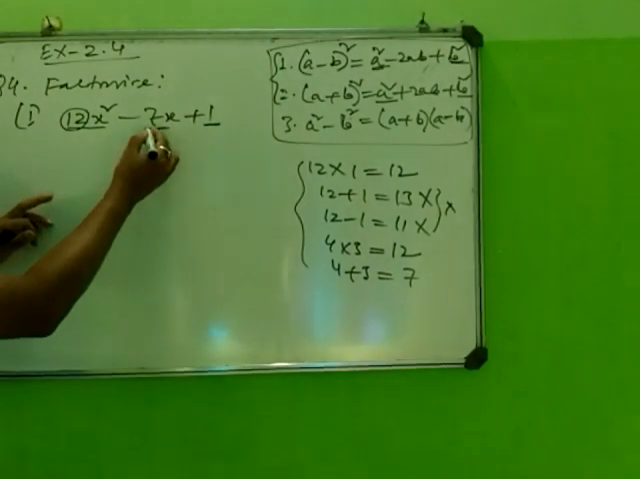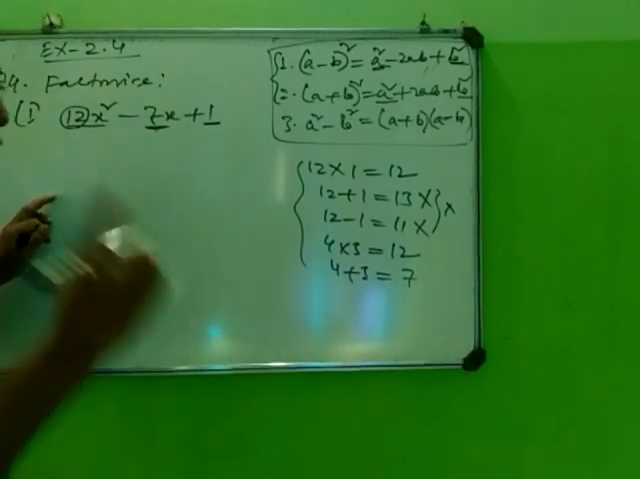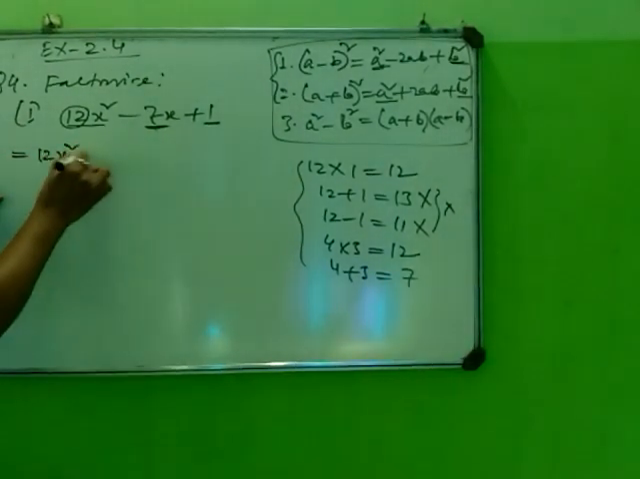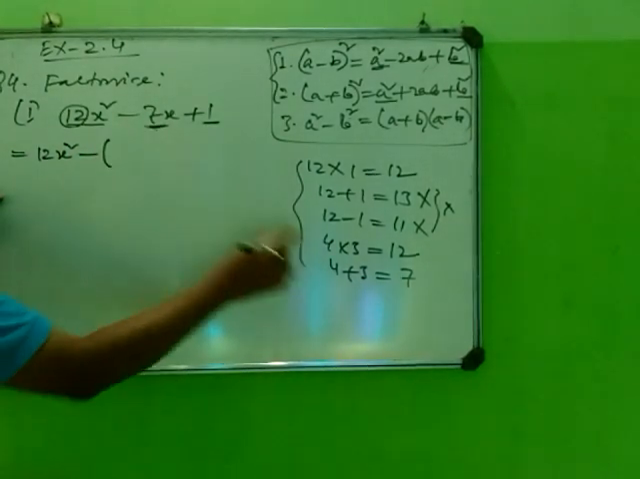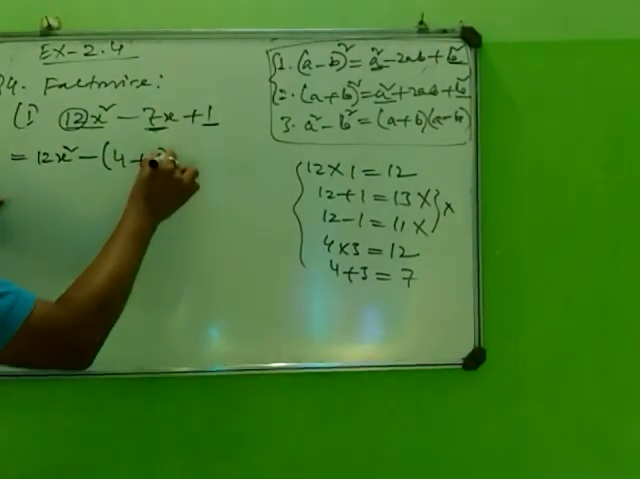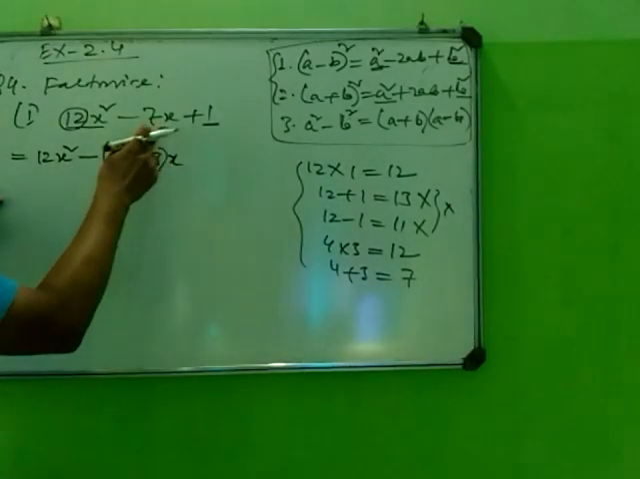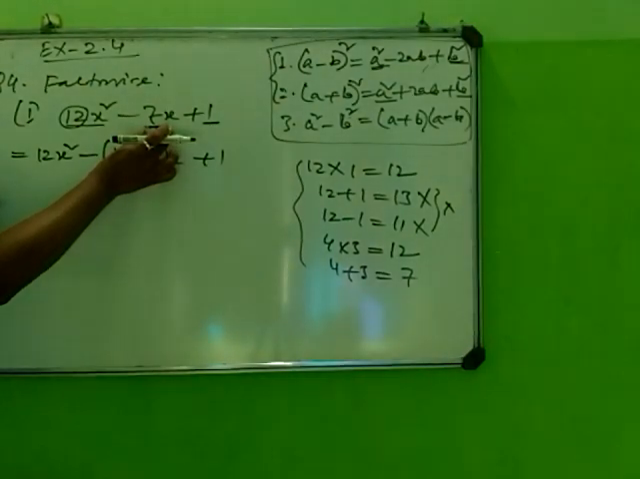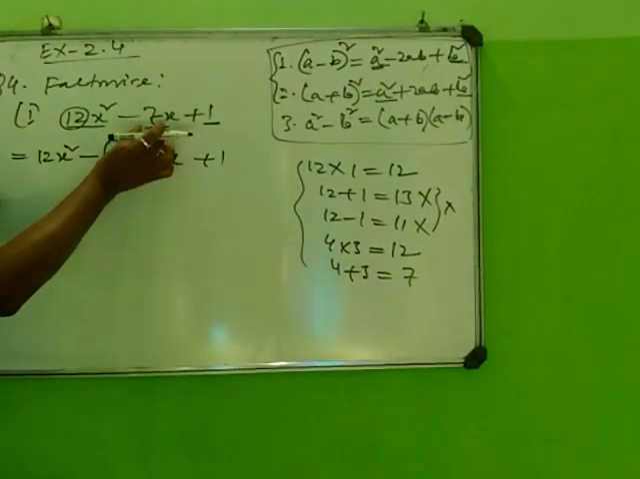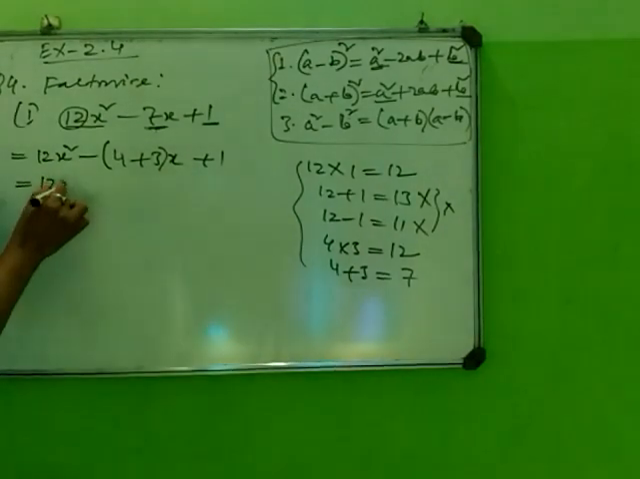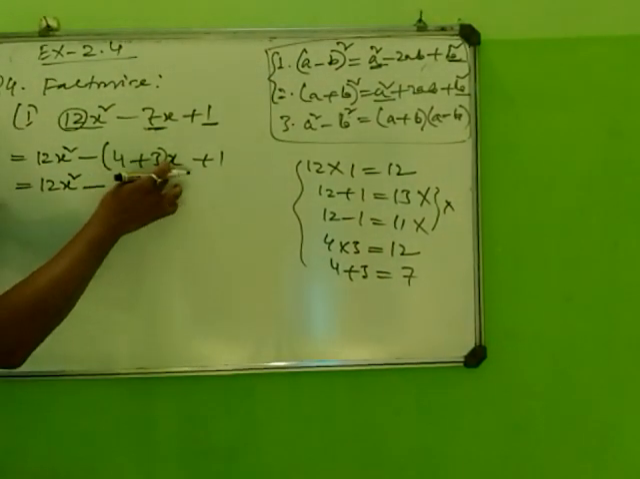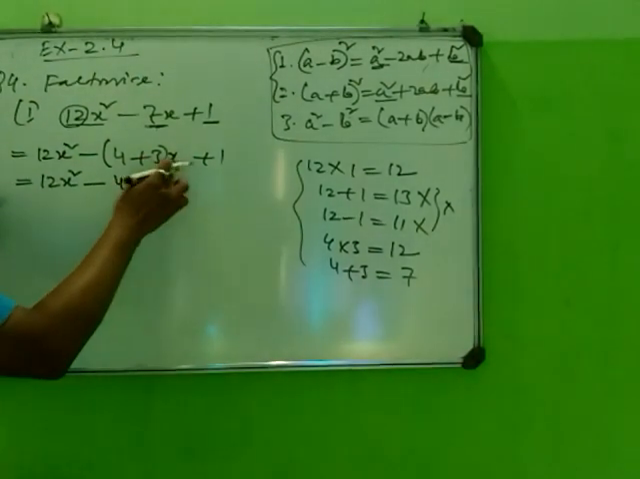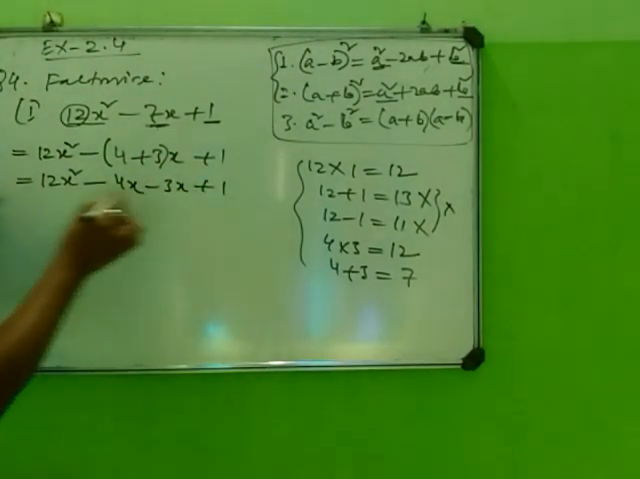That means 7 can be split into two parts, 4 and 3. So 12x squared minus 7x plus 1 equals 12x squared minus (4 plus 3)x plus 1. So here you have seen that 7 is split into two parts, this is the middle term. So equals 12x squared minus 4x, then minus 3x plus 1.